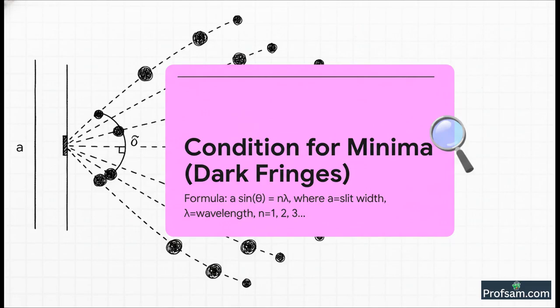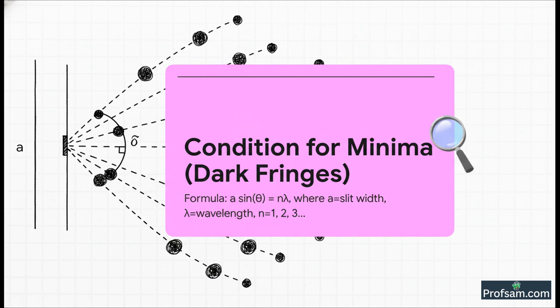Now let's see what each part means. a is simply the width of the slit. Lambda, you know this, is the wavelength of the light we are using. n is just an integer, 1, 2, 3, and so on. And theta is the angle at which we see that dark spot. Make sure you write this down.